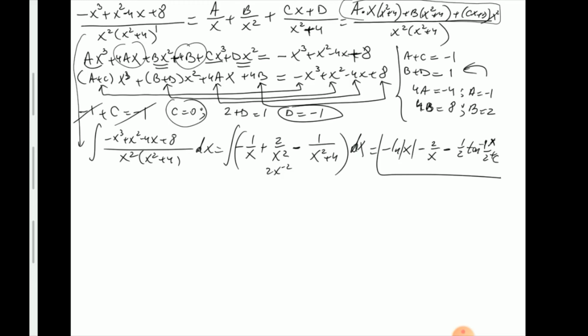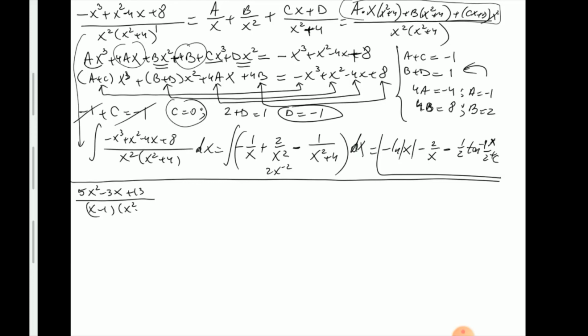All right, so let's do another one like this. And it would be a good idea maybe to actually do it on your own. Pause the video and do it on your own and then check the answer with me. So 5x squared minus 3x plus 13 over x minus 1 times x squared plus 4.